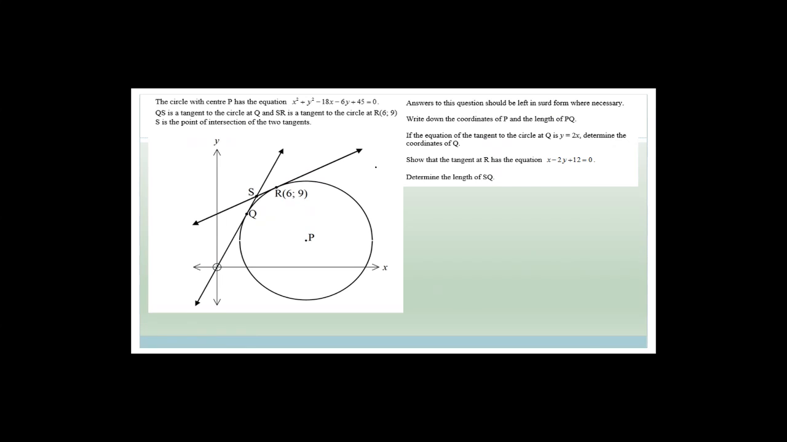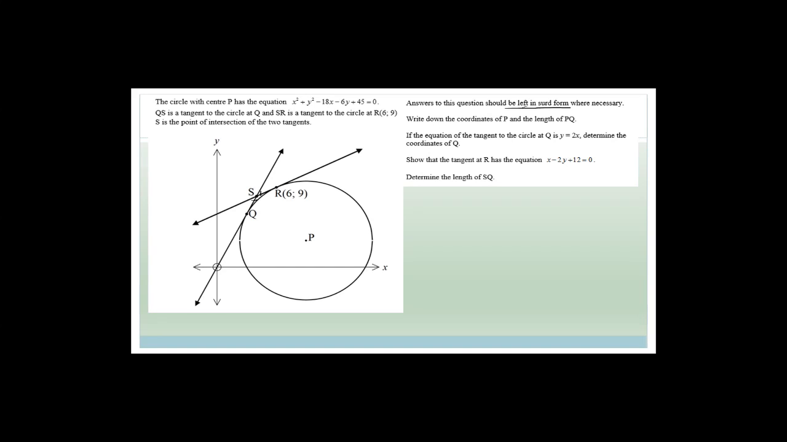The next question is, it's got a circle, okay? And they've been a bit mean because they've got a circle with center P has an equation x squared plus y squared minus 18x plus 6y plus 45. It says QS is a tangent to the circle at Q, and SR is a tangent at R, okay, and S is the point of intersection. So first of all, those two lines are equal, by the way, because those two are lines touching as tangents, okay? Now it says, answers to this question should be left in surd form, and you always need to be careful to look for that.